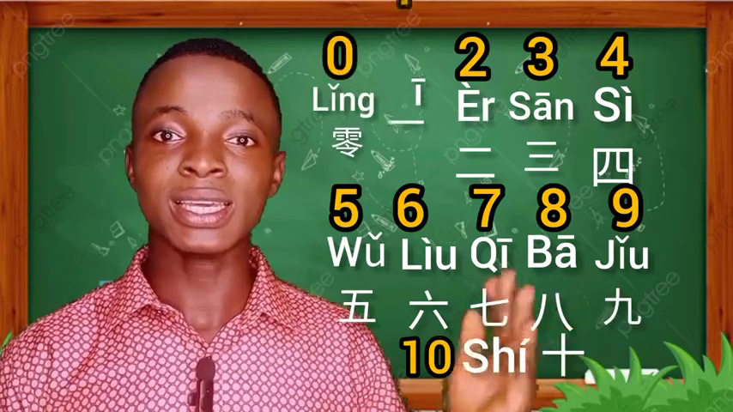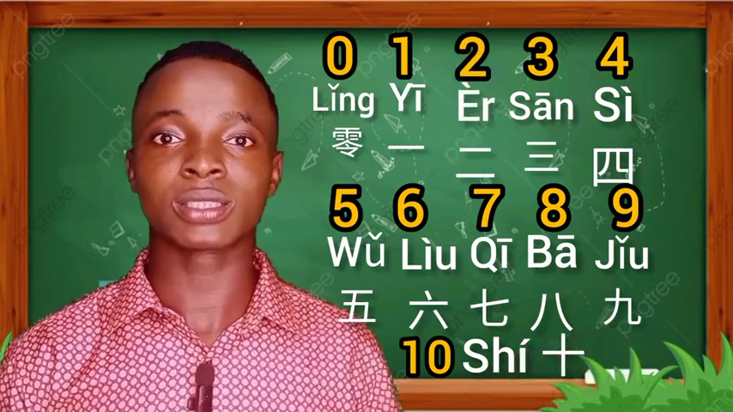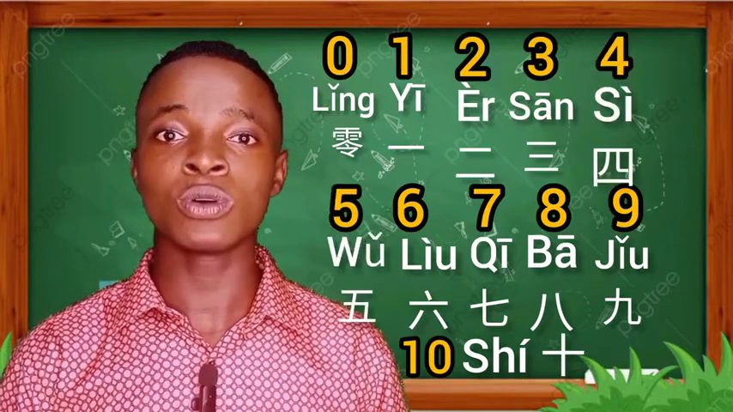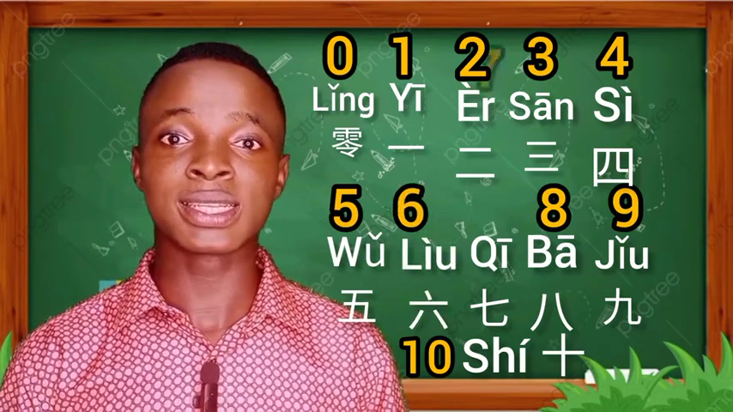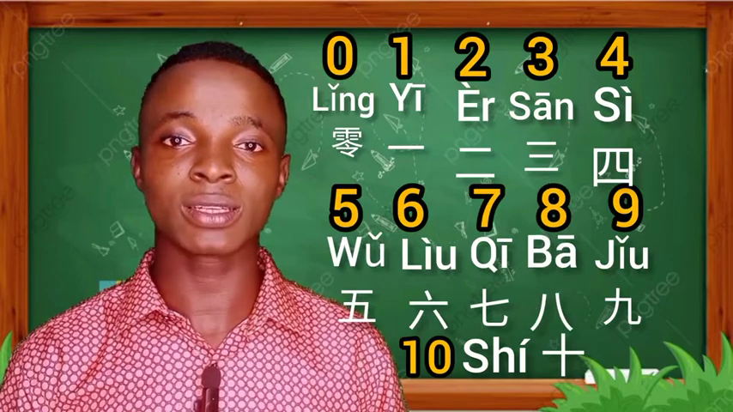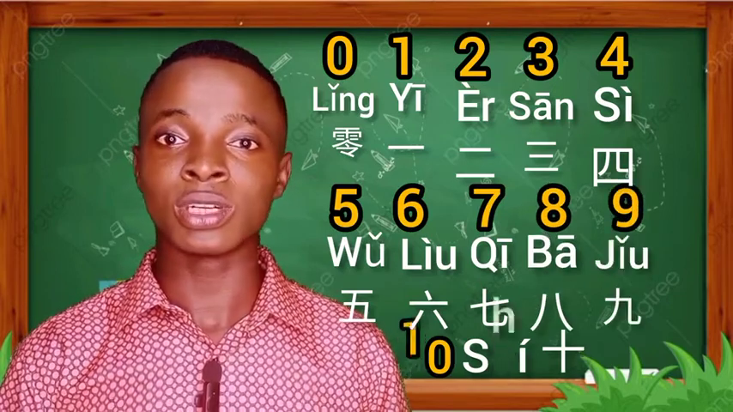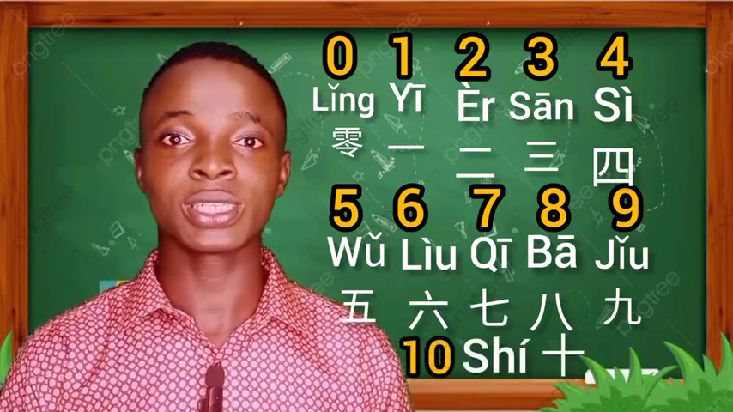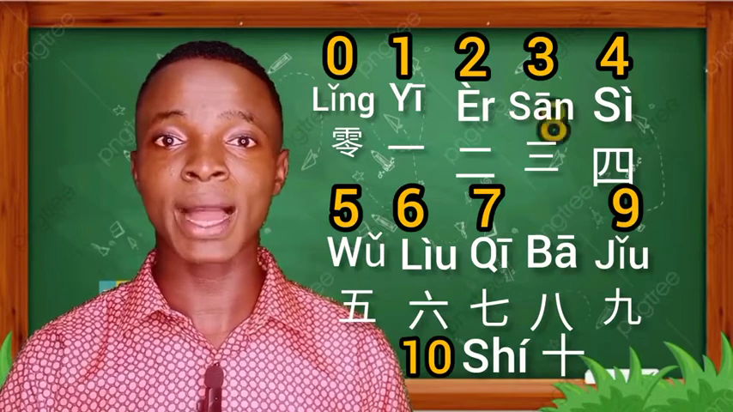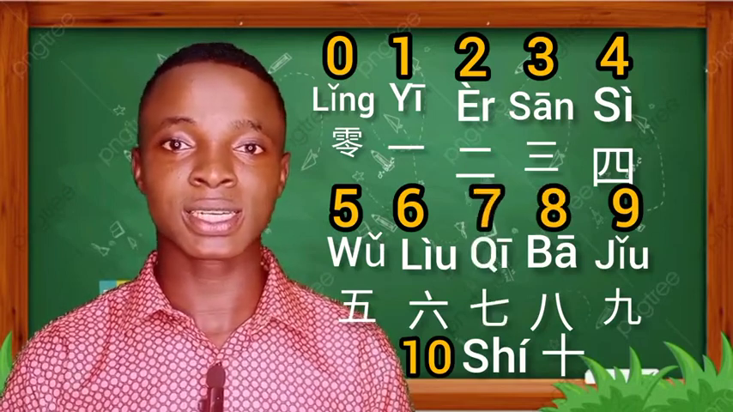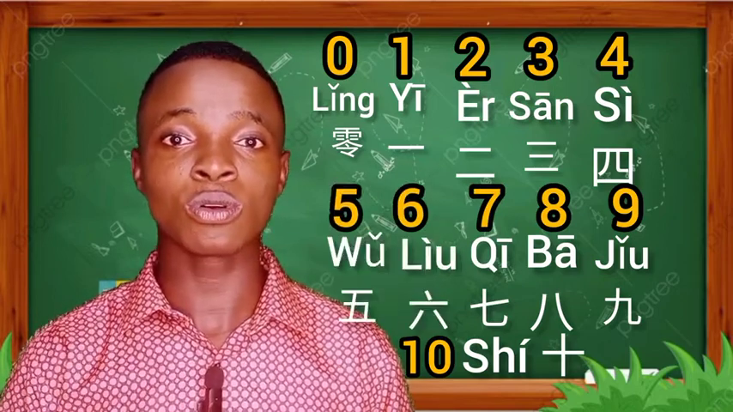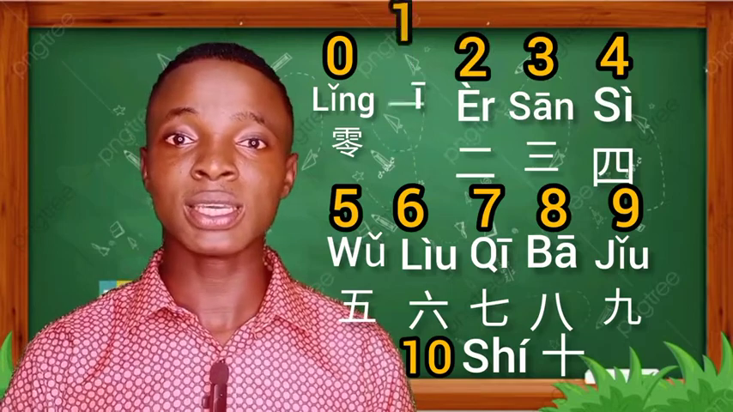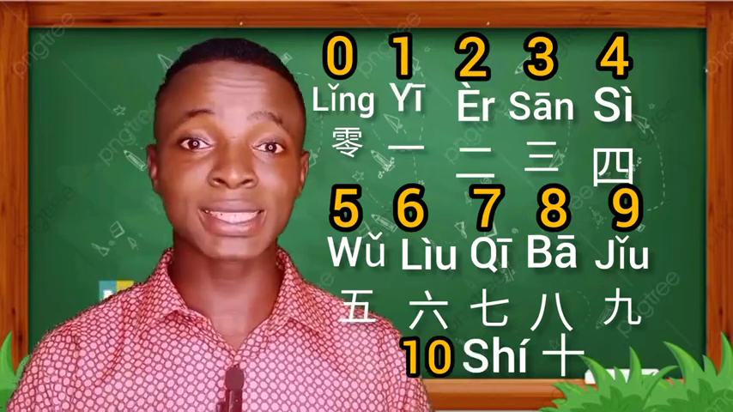零 一 二 三 四 五 六 七 八 九 10. Then let's read from 10 to 0. 10 9 8 七 六 五 四 三 二 一。 Now, practice. Let's practice together.